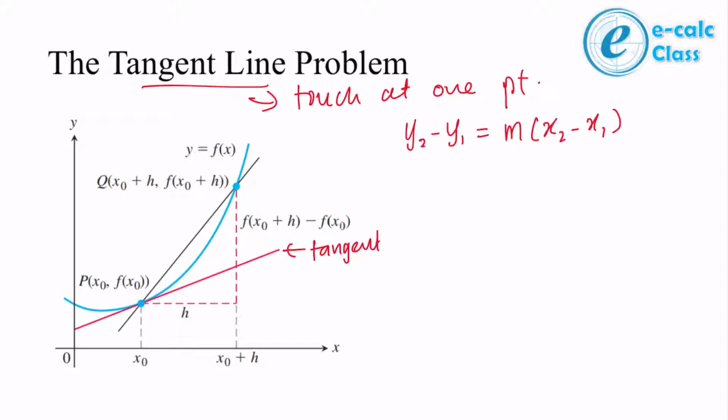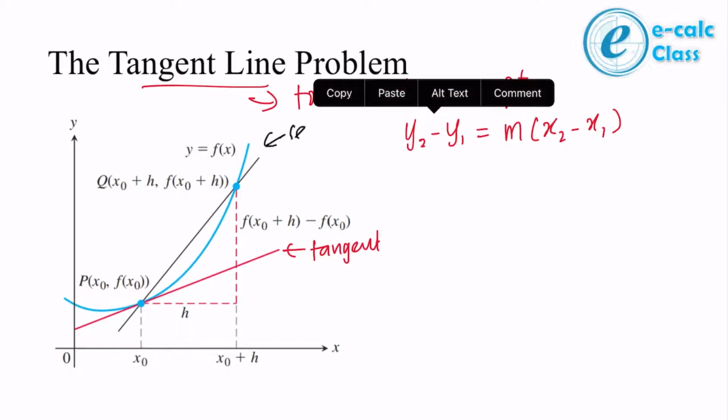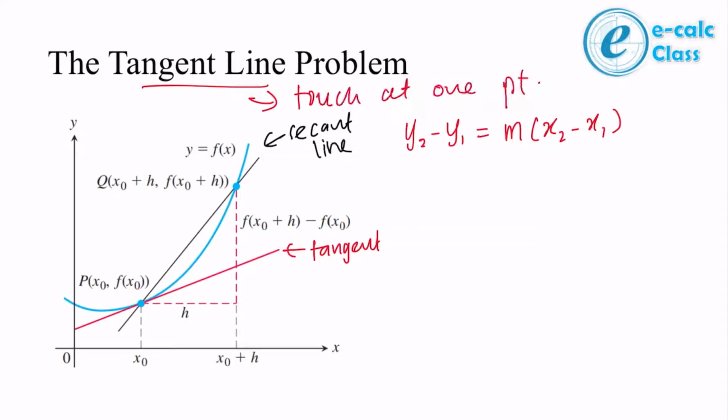Here comes another concept, another line that you see in this diagram, the one in black, and we call it the secant line. A secant line is a line that touches the graph at least 2 points. Now, if we have the coordinates of those 2 points that intersect with the curve, can we find the equation of this secant line? Yes. But what is the relationship between the secant line and the tangent line?